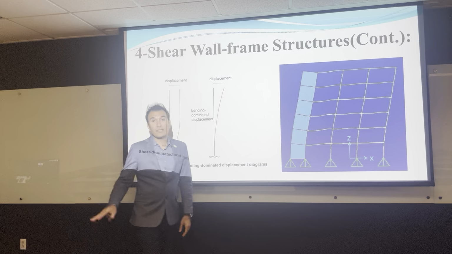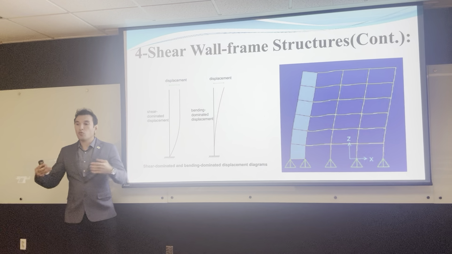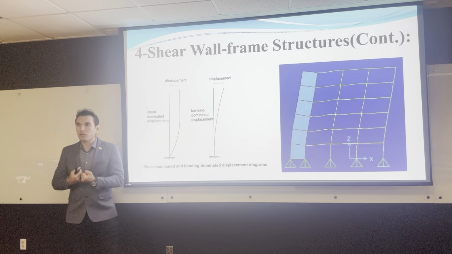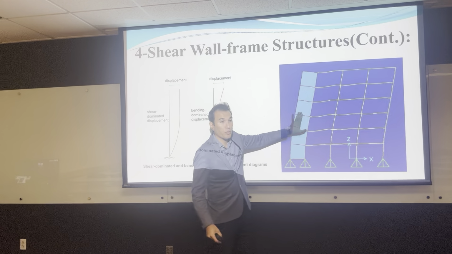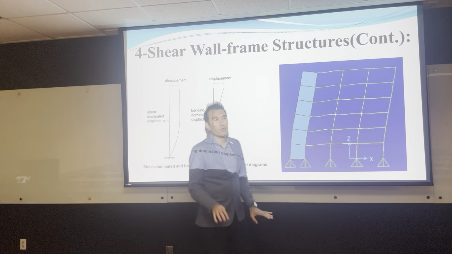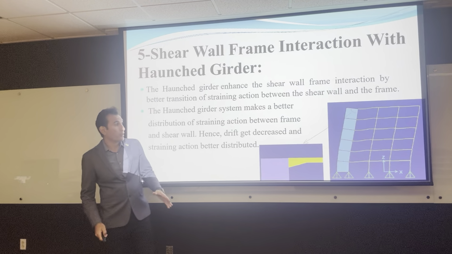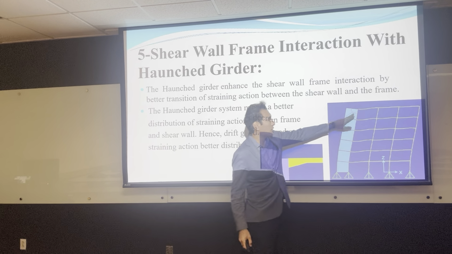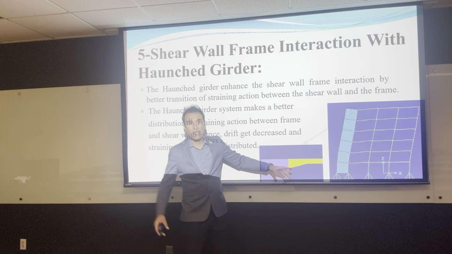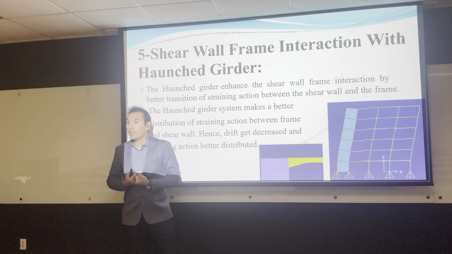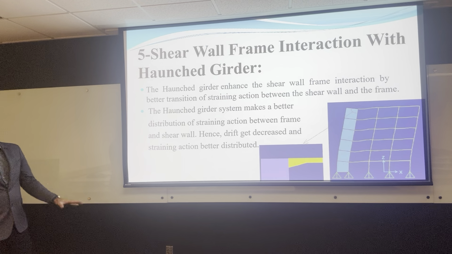If you want to make this system much better, so that both of them resist the lateral loads and transfer the loads to each other, we need to enhance the connection between the shear wall and the frame system. So sometimes we make something called a punched girder, like something like this. If you zoom in and make the cross section much bigger, you enhance the connection between both systems. All right, so that's actually a very, very interesting system.